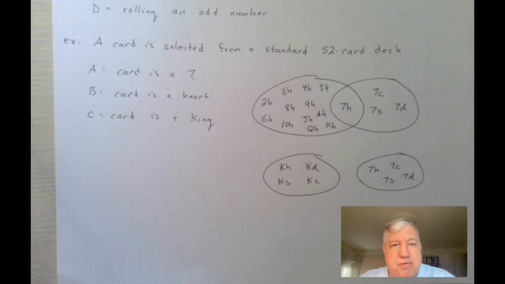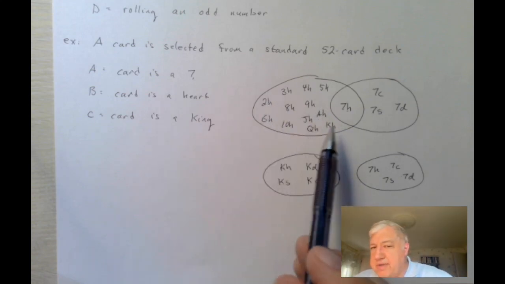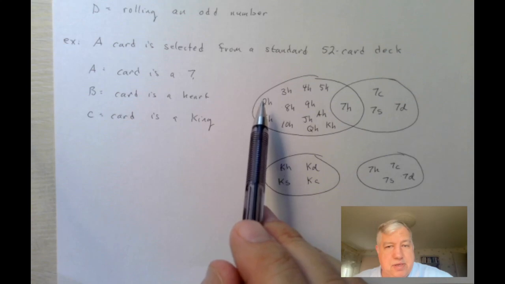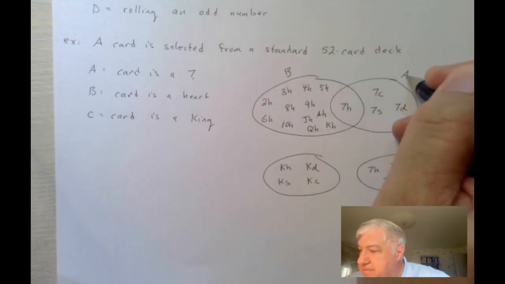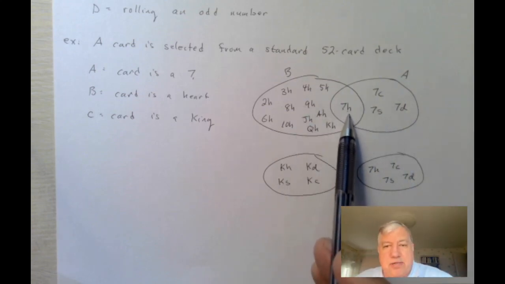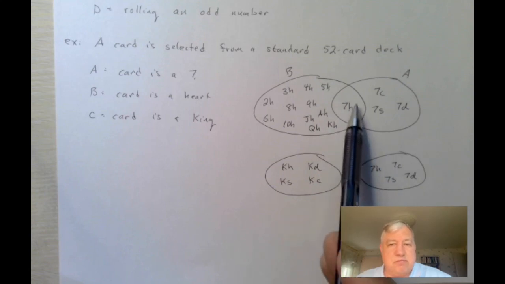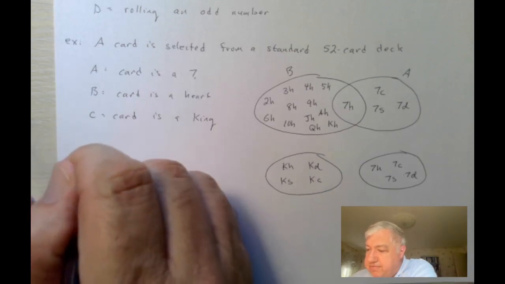In this experiment, a card is selected from a standard 52 card deck. If A is the event that a card is a 7, and B is the event that a card is a heart, well, we can see what the intersection is, right? This would be the outcomes from B, and this would be the outcomes from A, and we can see that there is exactly one outcome, the 7 of hearts. There's one outcome in the intersection. So A and B are not mutually exclusive.